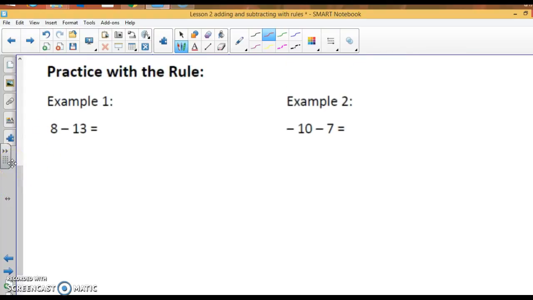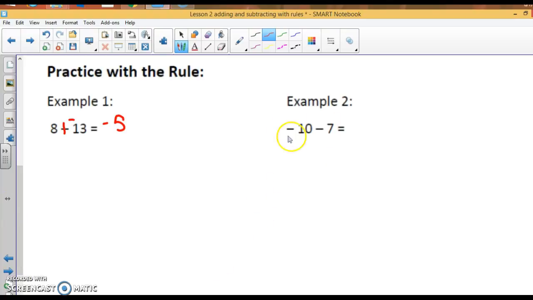So, if I'm doing this first problem, 8 minus 13. The first thing I say is, oh, it's subtraction. So I need to change it to add the opposite. We make 2 marks. So I change the subtraction to adding. And then what's the opposite of positive 13? It's negative 13. So 8 plus negative 13, they are different. So I subtract and take the sign of the larger. Because once I make my 2 marks, it is an addition problem. So I follow the same rules as addition.